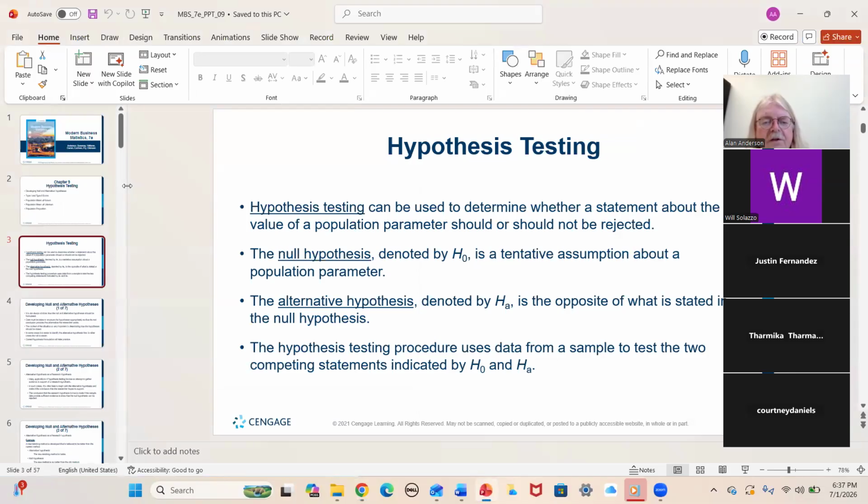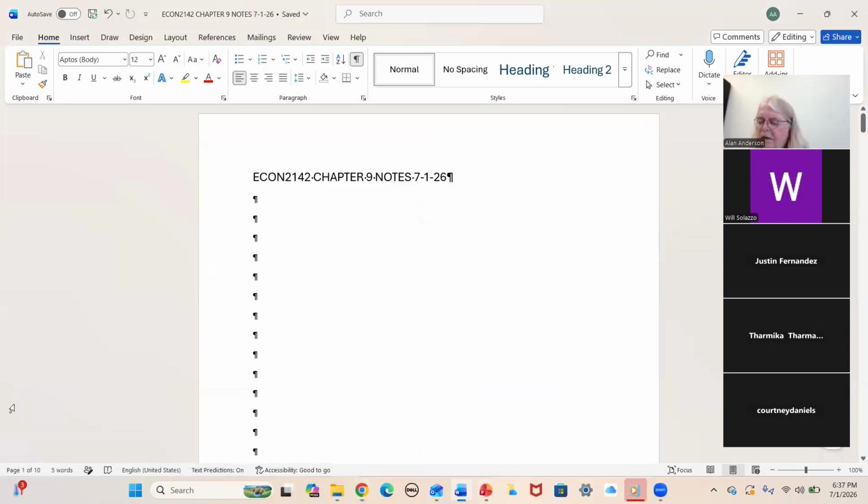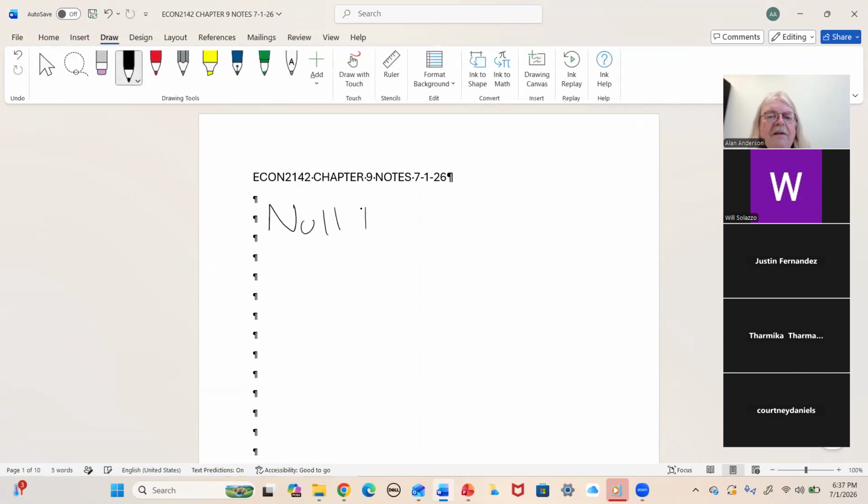So there's two hypotheses that we have to specify for every test that we carry out. The first one is called the null hypothesis. And by the way, if you're not that familiar with it, the word null is often used in British English to represent zero or nothing. So this hypothesis is written H with a little zero subscript.